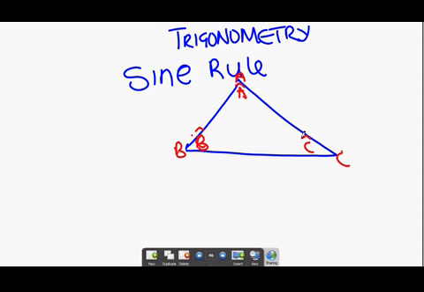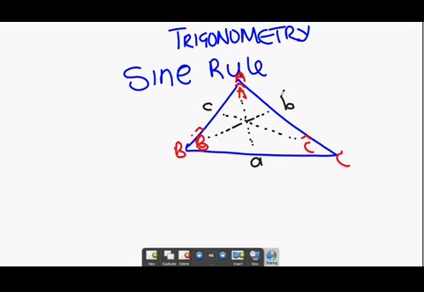The angles are normally taken from the letter which is at the vertex. So A is normally opposite a small a. So if you look at opposite A, you'll get the small a there, and C is normally opposite the small c there, and B is normally opposite small b there.